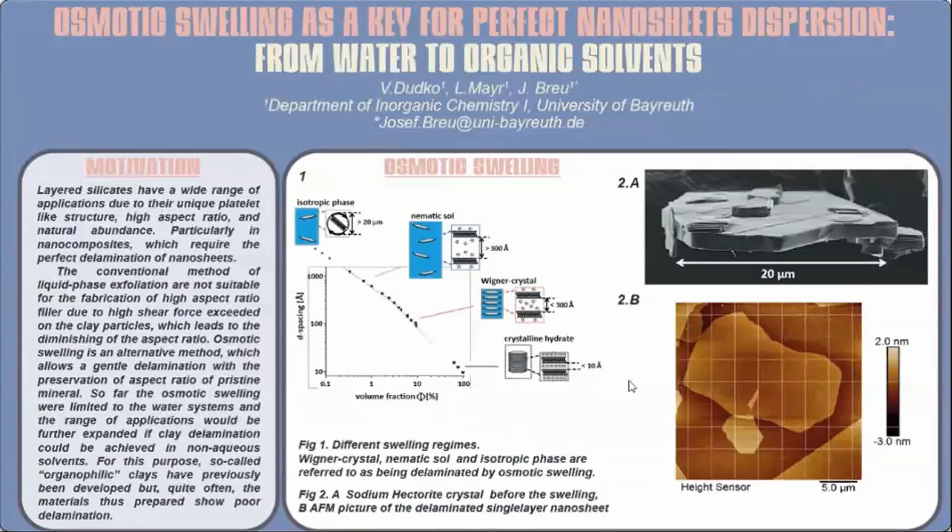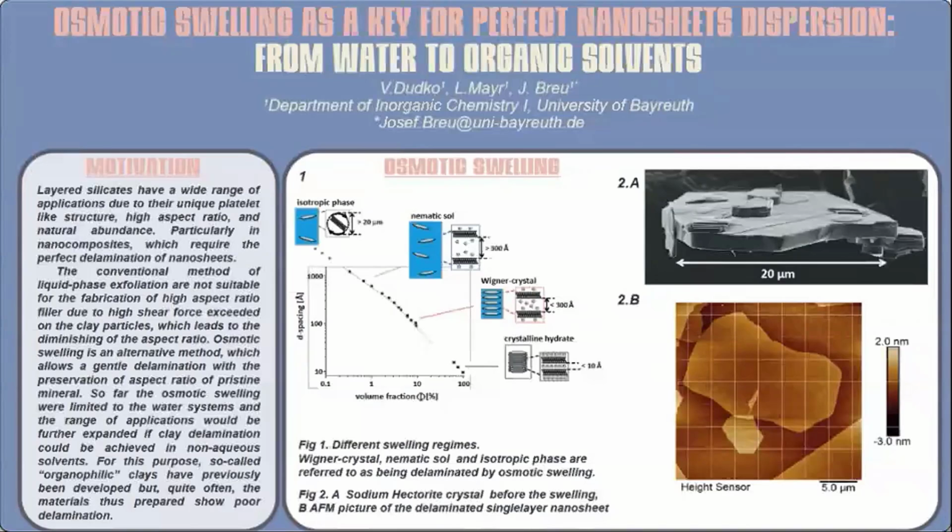This is figure 1 and figure 2. In addition, our sodium hectorite possesses an astonishingly high aspect ratio of 20,000, and the thickness of a single sheet is just 1 nanometer, which makes them perfect for barrier properties and mechanical properties, coatings and polymers.